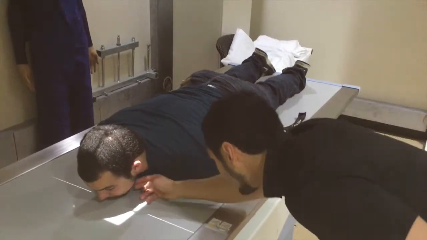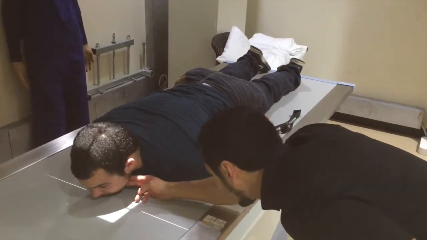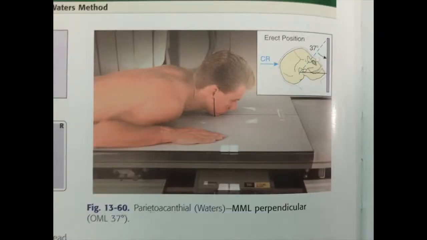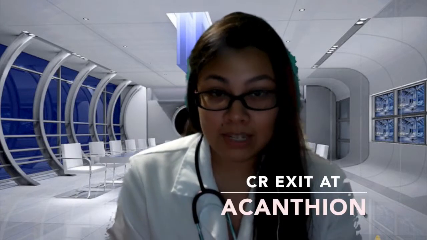For part positioning, extend neck and adjust head until the MML is perpendicular to the plane of the IR. This will cause the OML to form a 37-degree angle with the table or bucky. The CR will exit at the acanthion, and make sure to suspend respiration upon exposure.